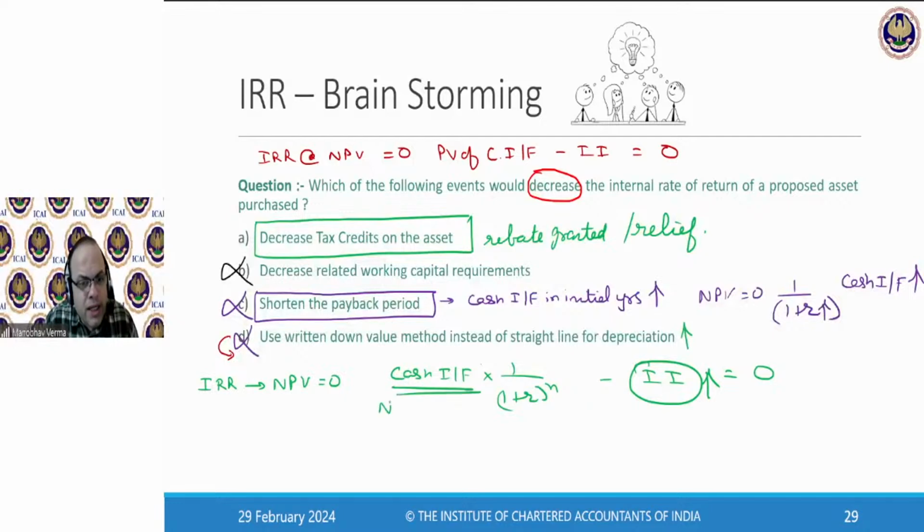There is no change in the cash inflows. Now NPV seems to be negative here unless I lower down the rate. NPV could be negative, but if I lower my rate so that my discounted cash inflows are higher to make NPV zero, that's why option number A is the correct answer here.